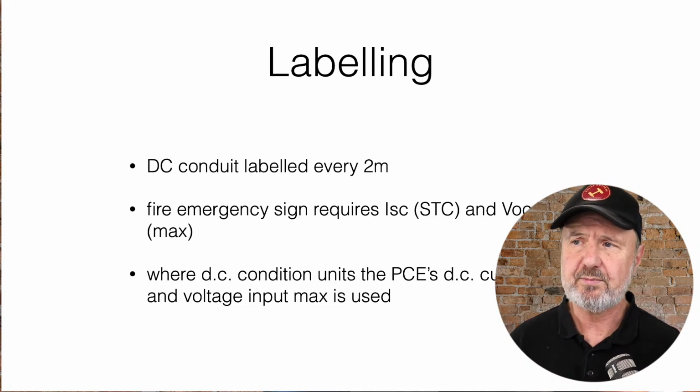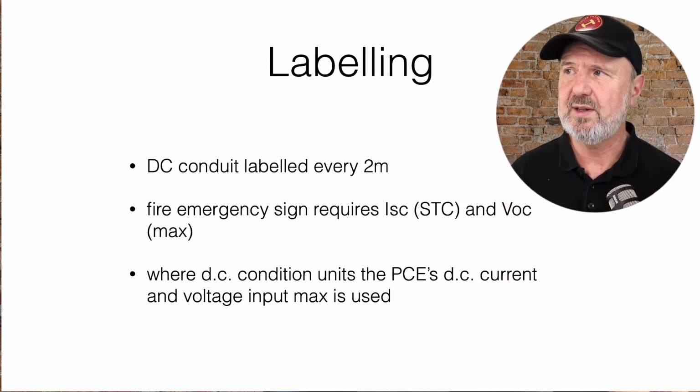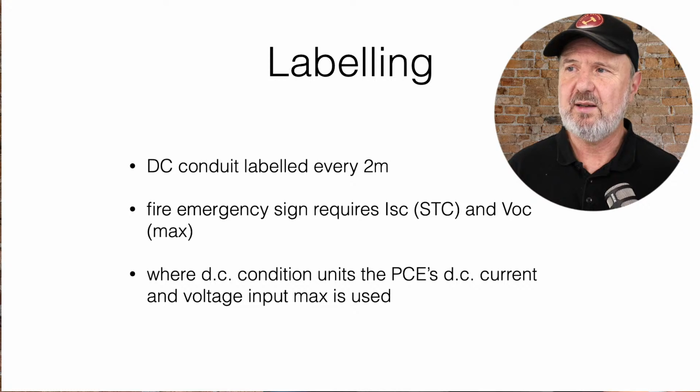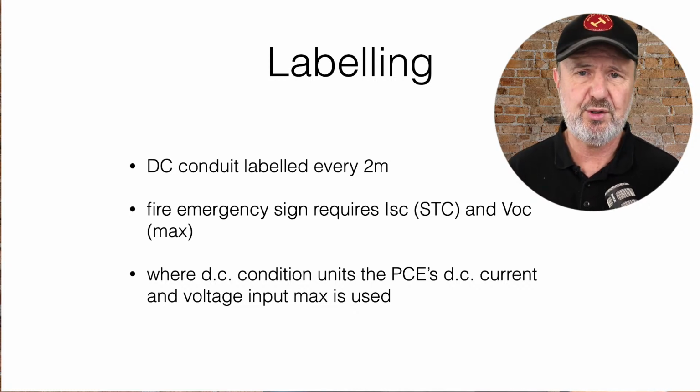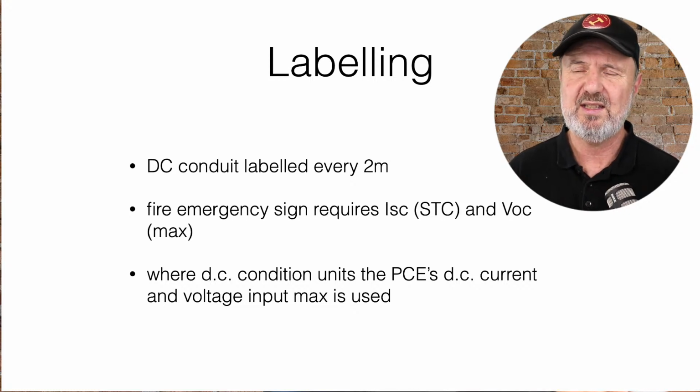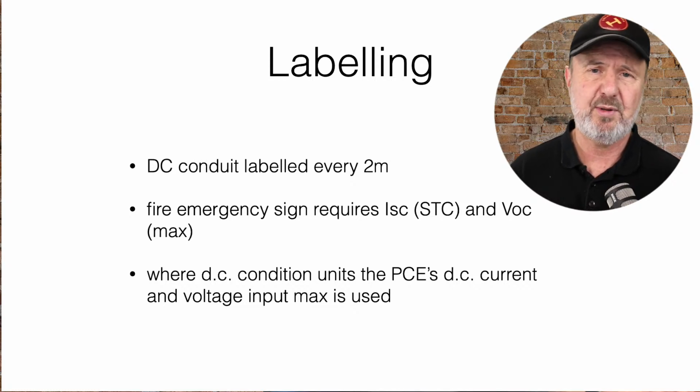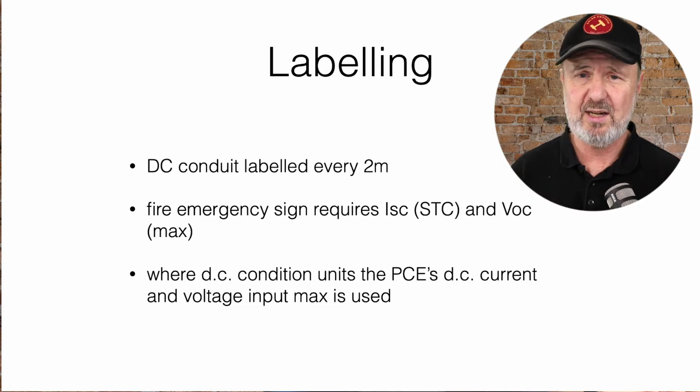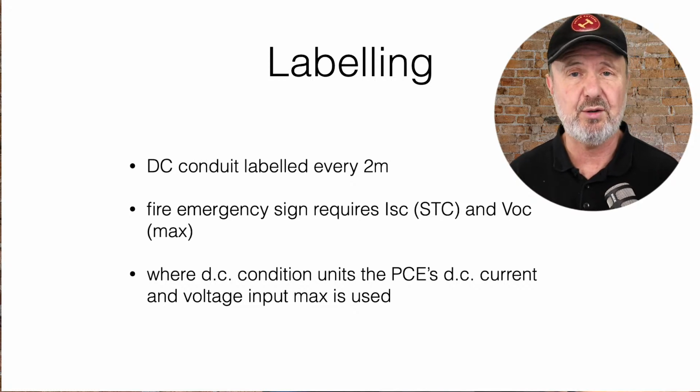The fire and emergency sign is required to have 2 pieces of information: the short circuit current of the array and the maximum open circuit voltage. Now that isn't just look at the back of the panel. It says the panels are 45 volts and you multiply that by a number of panels, might be 10 of them, you go, oh, that's 450 volts. No, that would be wrong.